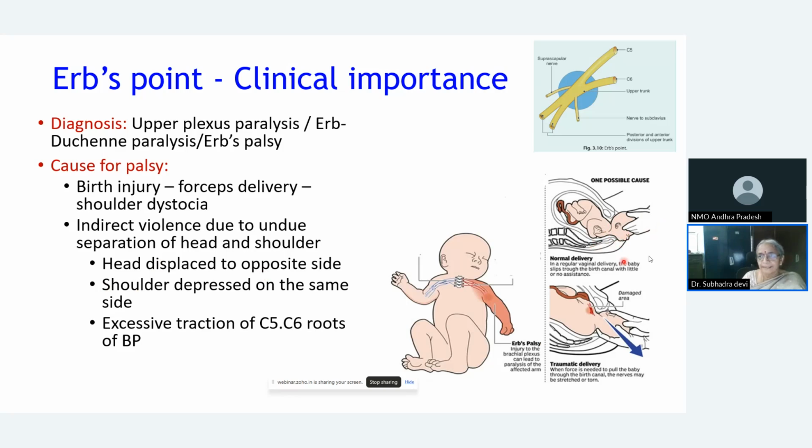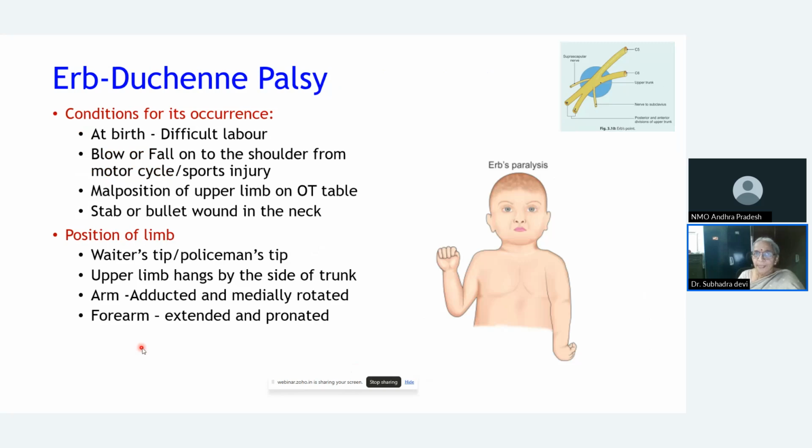You can see here in the normal delivery, if there is shoulder dystocia, if it is coming in contact with the hard surface. So then also, at the time of delivery, if excessive traction is applied on the C5 and C6 roots of the brachial plexus. These are the causes for Erb's palsy, at birth and blow.